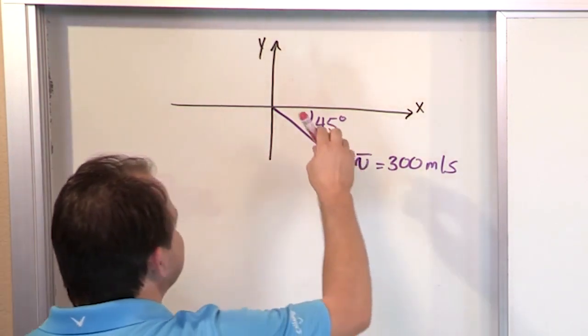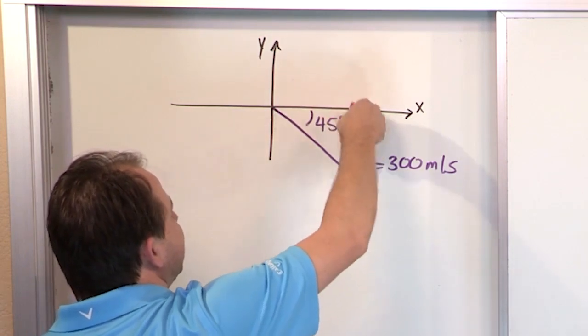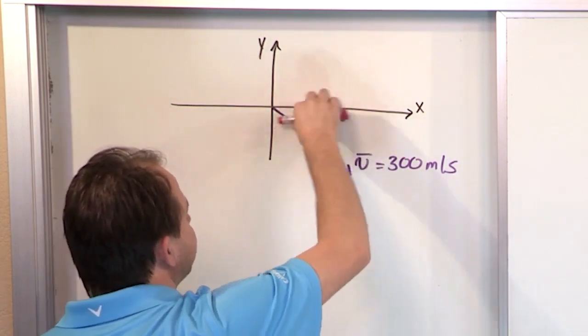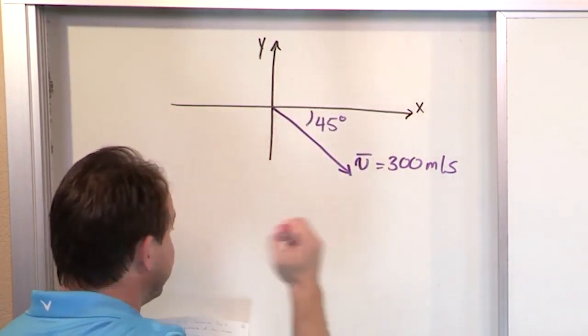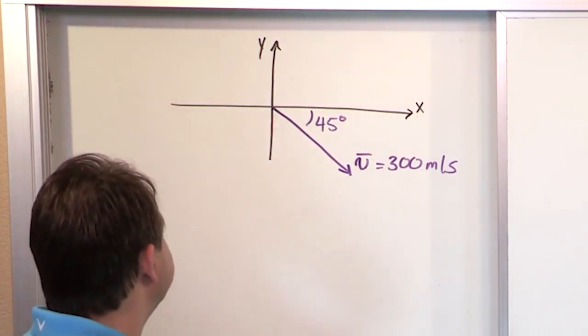So what we want to do is find out what the x and y components are. Now, the x component is going to be here, pointing in this direction, and the y component is going to be pointing down like this. The sum of those two components, the mixture of those two, gives the total vector that we have, 300 meters per second. So there's a couple of ways you can do this problem.